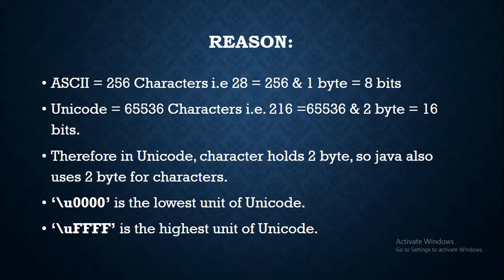Like, fourth line, null. Okay, \u0000 is the lowest value of Unicode. And the second thing you can see, \uFFFF, is the highest value of Unicode. So I think this slide is clear.